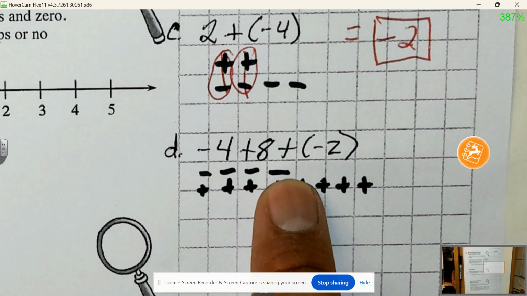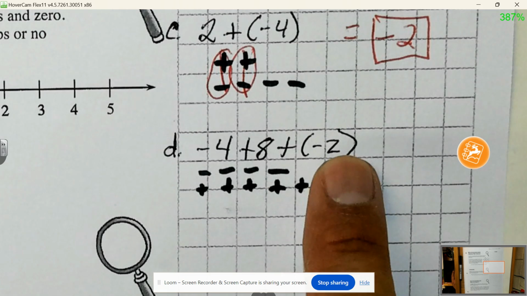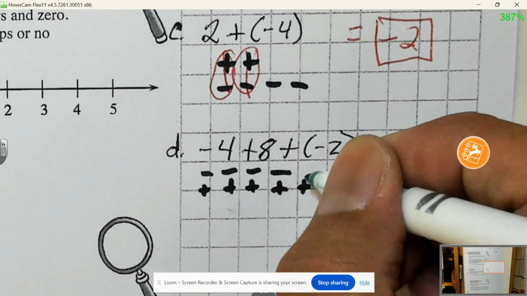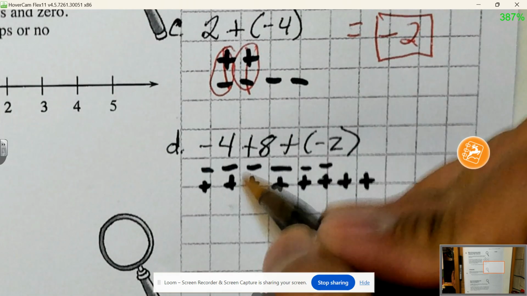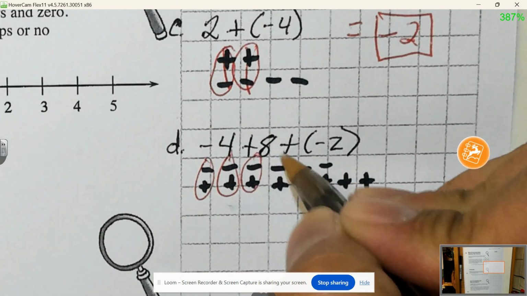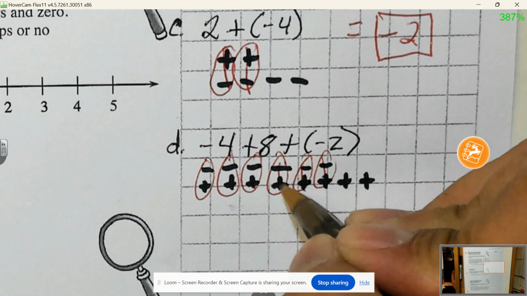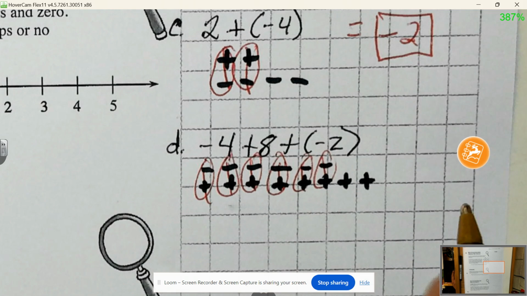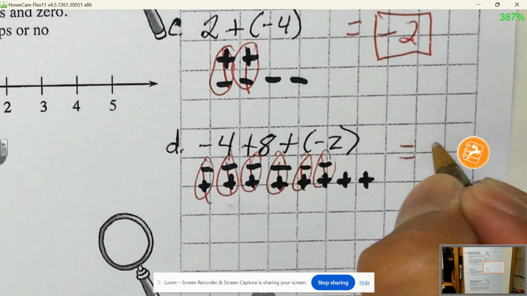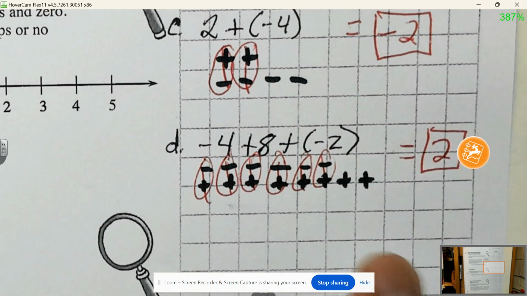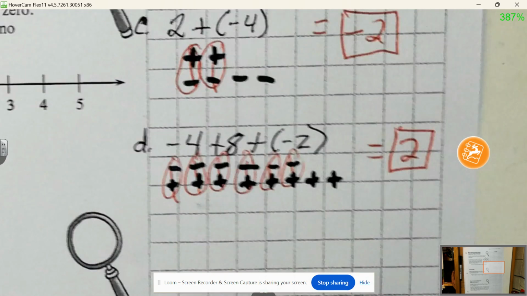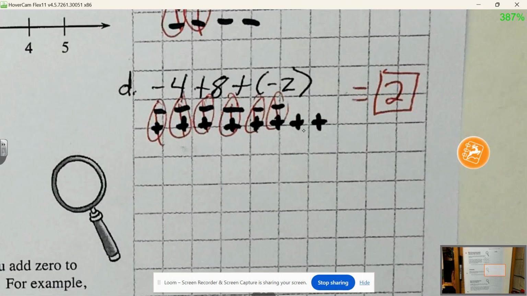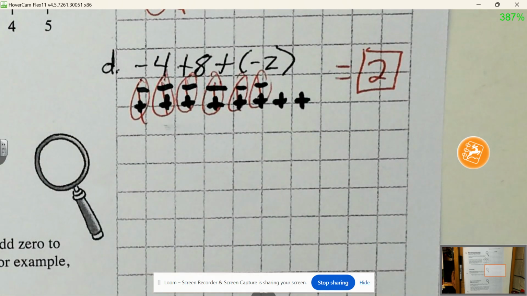So now I have 4 negatives plus 8 positives, and I'm going to add 2 more negatives to it. And I will be putting those right here above those 2 positives. And now I have my 0 pairs. It's giving me 6 0 pairs, leaving me with an answer of 2. Which we might have gotten at the beginning of this problem, but still, I'm not teaching you how to add, I'm teaching you how to diagram integers.